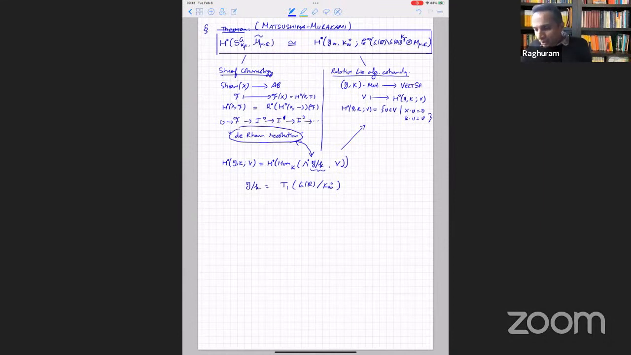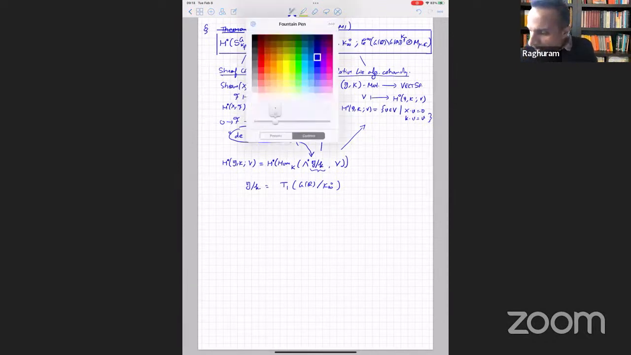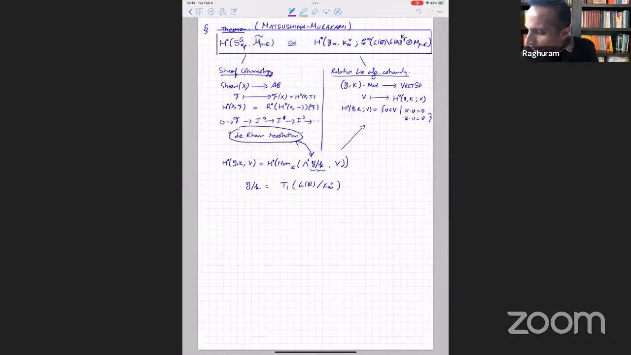Once you have this Matsushima-Murakami isomorphism, you see the relation between the subject of cohomology of arithmetic groups, which is the left-hand side, the cohomology of this locally symmetric space with coefficients in the sheaf, to some cohomology having to do with functions here, functions on G(A) mod G(Q). These are my automorphic forms, these kinds of functions.